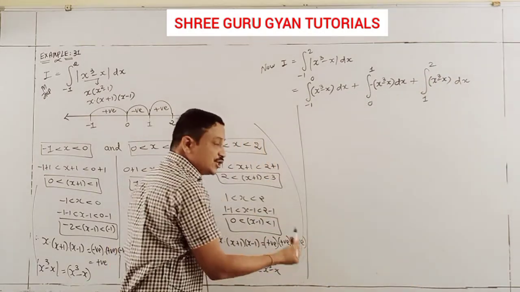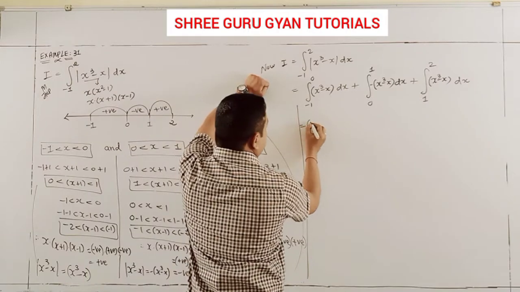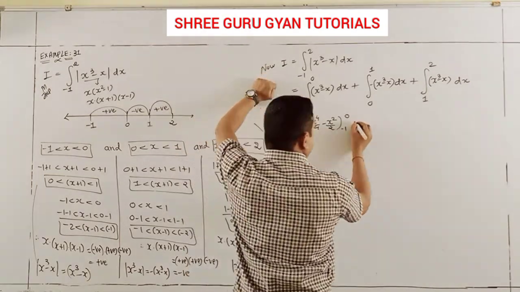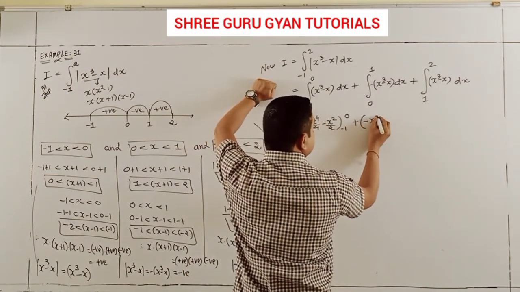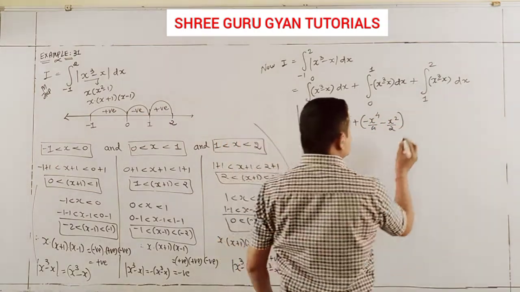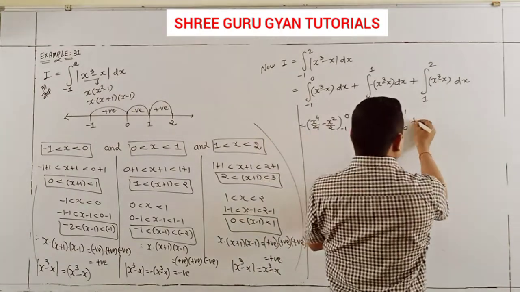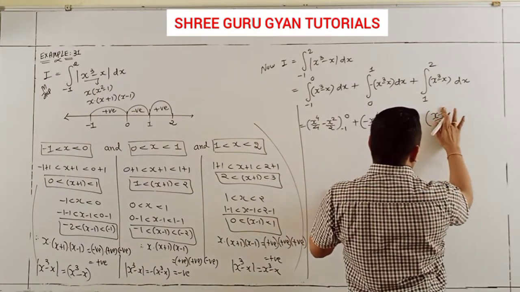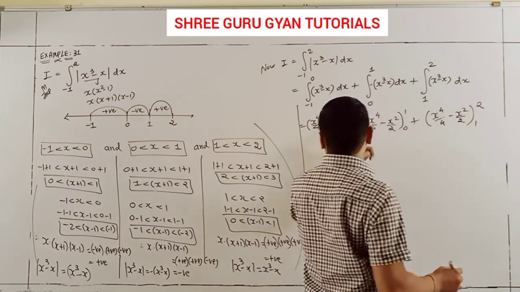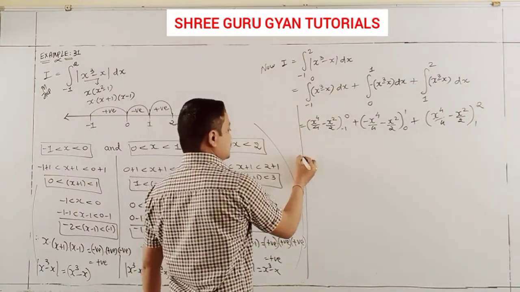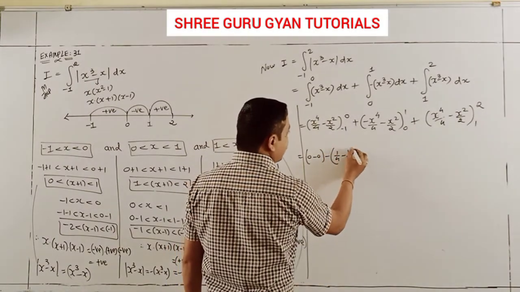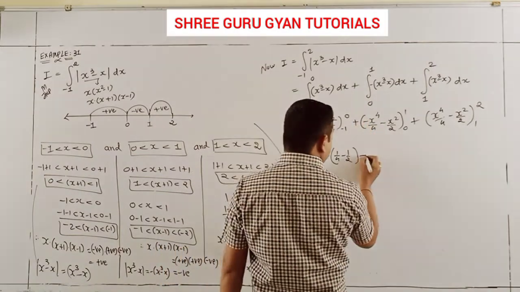So I hope you understood this condition. Now my answer ready: x to the 4 by 4, x square by 2, minus x to the 4 by 4, x square by 2, limit 0 to 1. And last, x to the 4 by 4 and x square by 2, limit 1 to 2. Here 0 to 1 and here minus 1 to 0. Now apply successfully. 0 minus 0 upper limit. Now lower limit 1/4 minus 1/2.